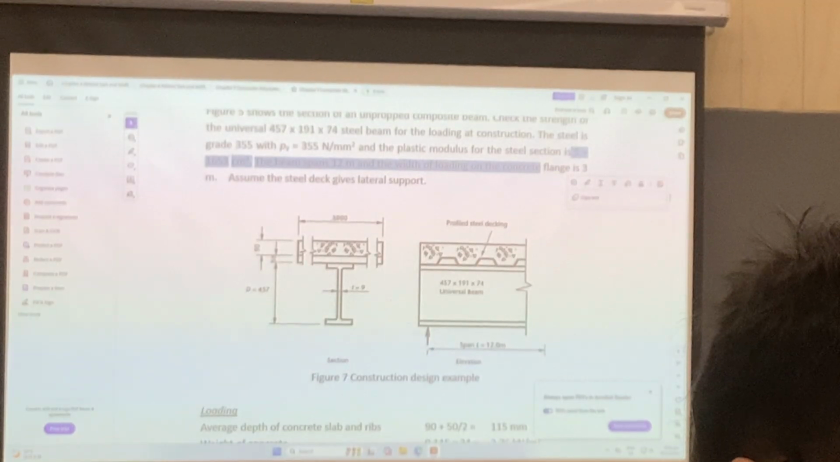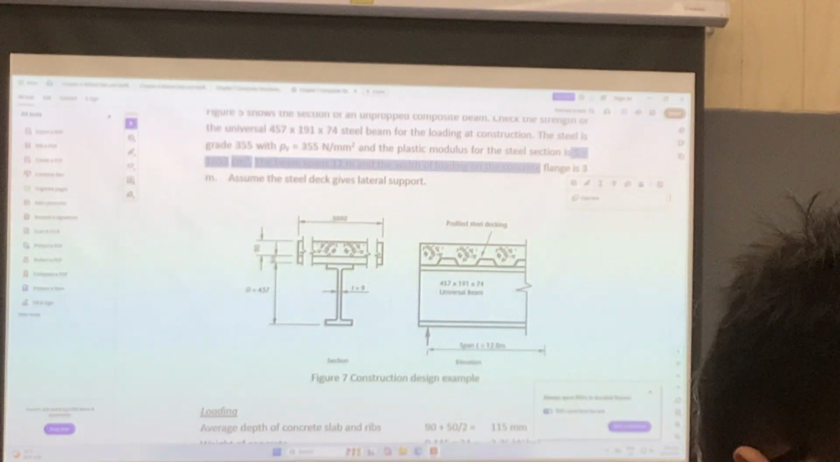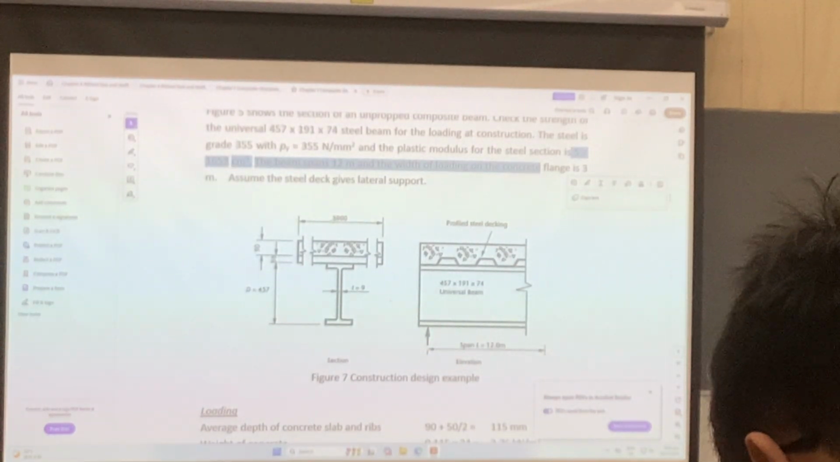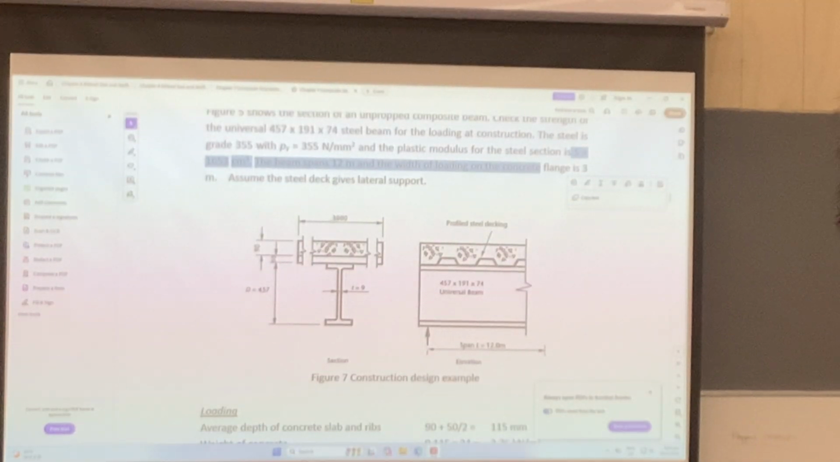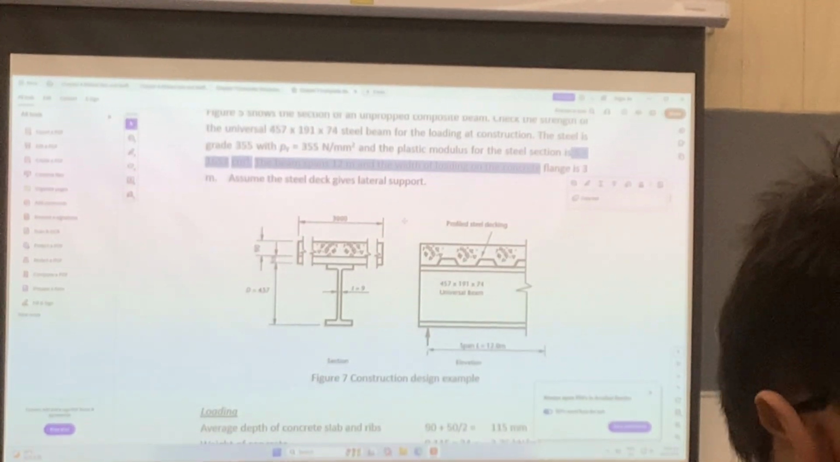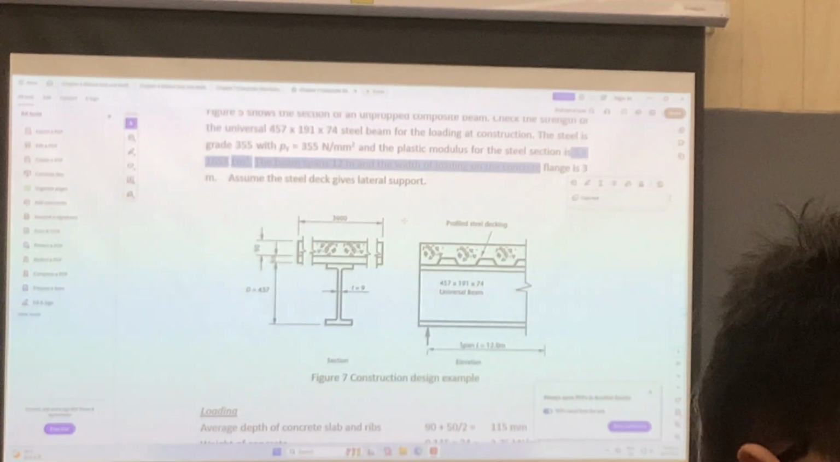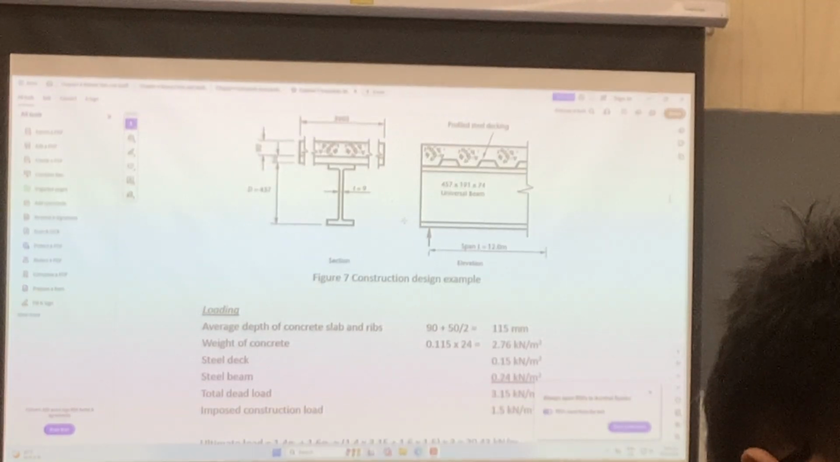This is 3 meters. Actually, it is the span of the beam divided by 8. This is, we call it the effective width of the beam, okay? So you will take the load here, which is actually equal to 3 meters, okay? But for here, how can we check for the steel beam?